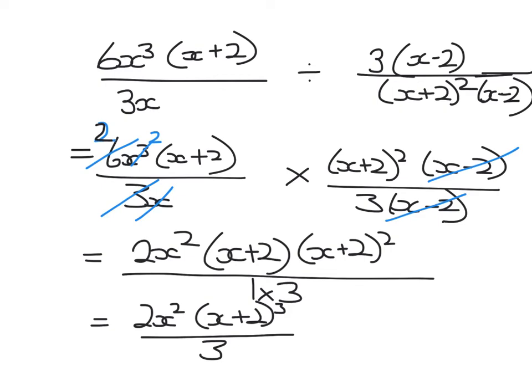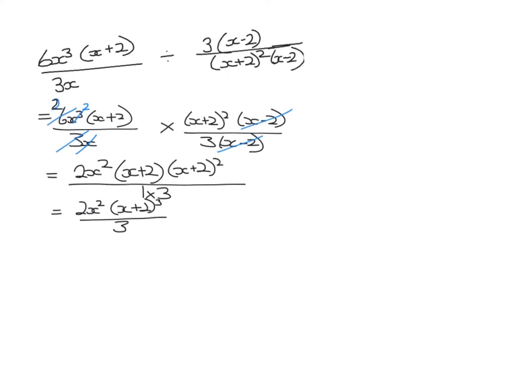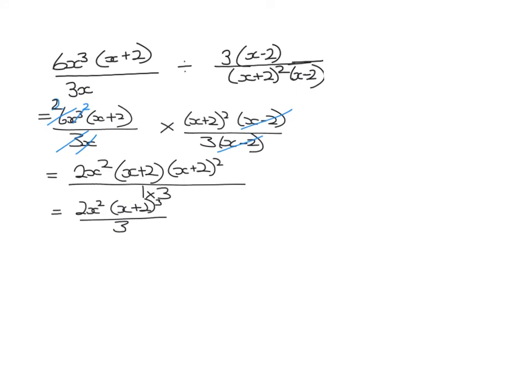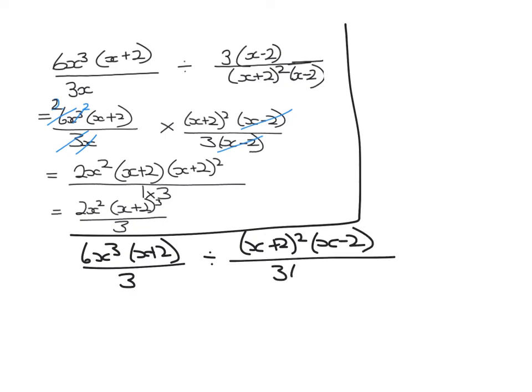Now I'm just going to do this one almost exactly the same, but I'm going to switch the numerator and denominator of one of those fractions. So it's not going to be exactly the same, it's going to be pretty close. Just to see what we would do if we had 6x cubed times x plus 2 over 3x, divided by x plus 2 squared bracket x take 2 over 3 bracket x take 2. So all I've done here is I've switched the numerator and denominator in the second fraction.